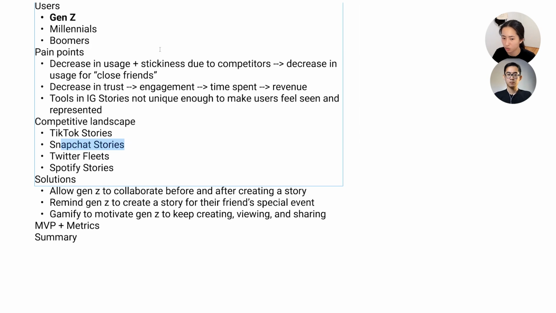And then I just wanted to talk about the two other solutions I've listed. So reminding Gen Z to create a story, I think it makes sense for us to implement the collaboration first, and then maybe in the future, if we see low adoption, then we can remind Gen Z to create that story. And for gamifying things, it may seem like we're burning cash here on rewards. So I think it might not be sustainable in the long term when we scale.